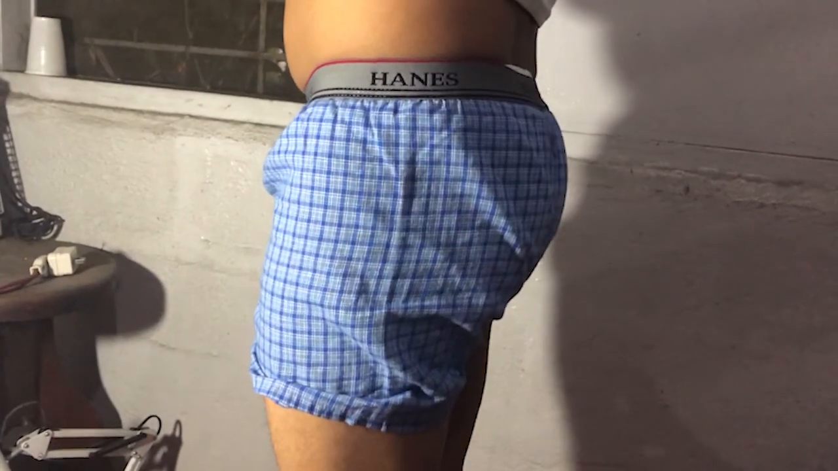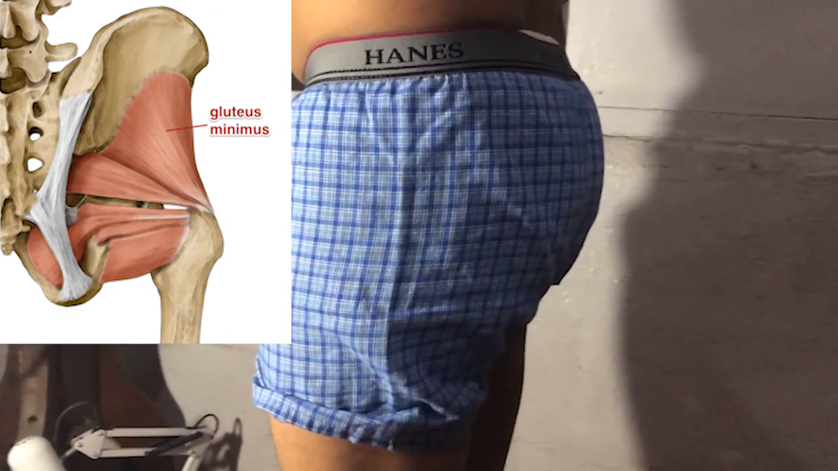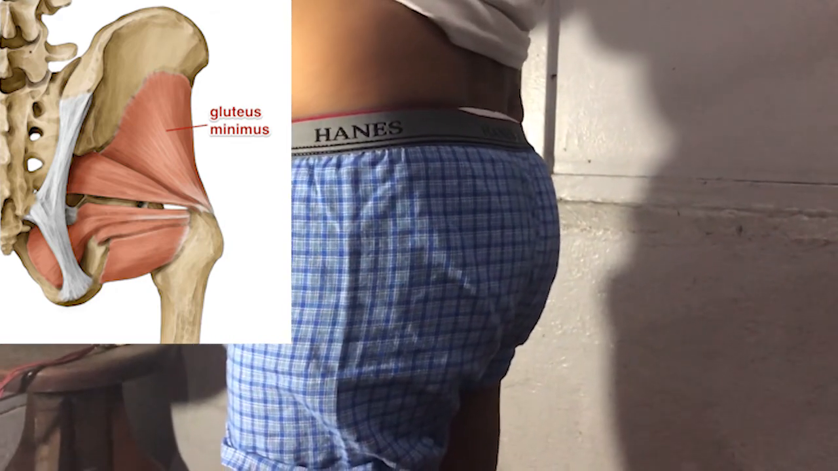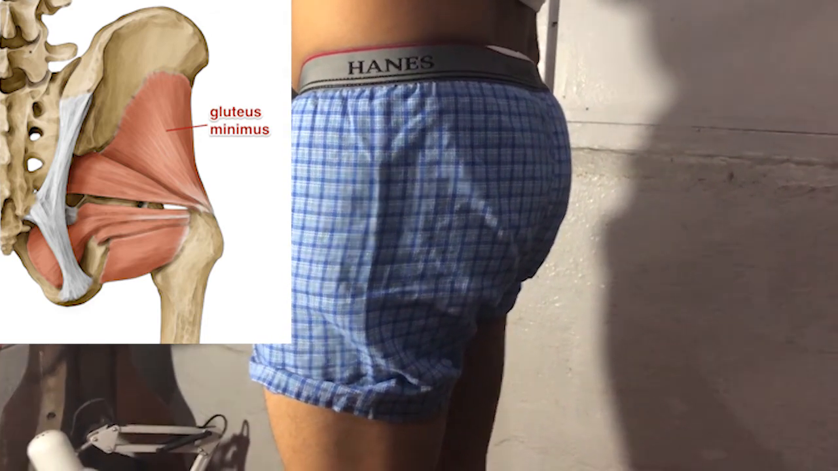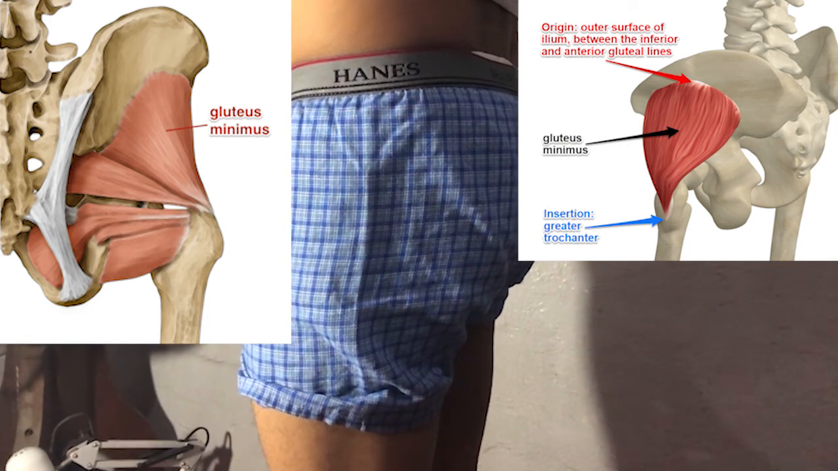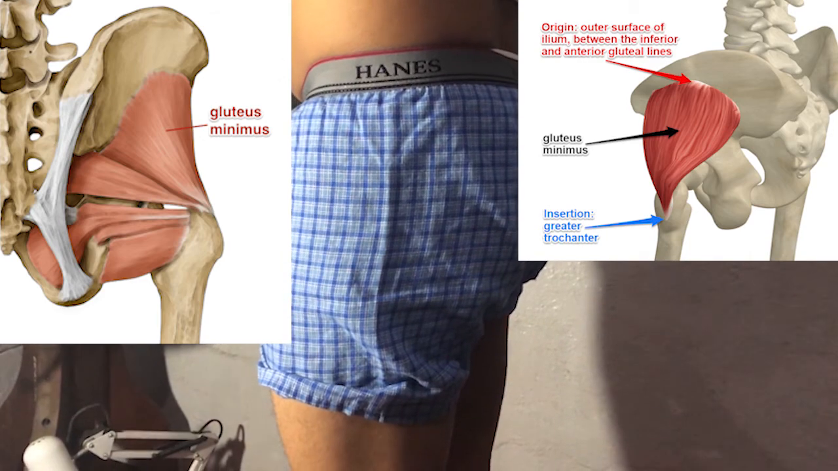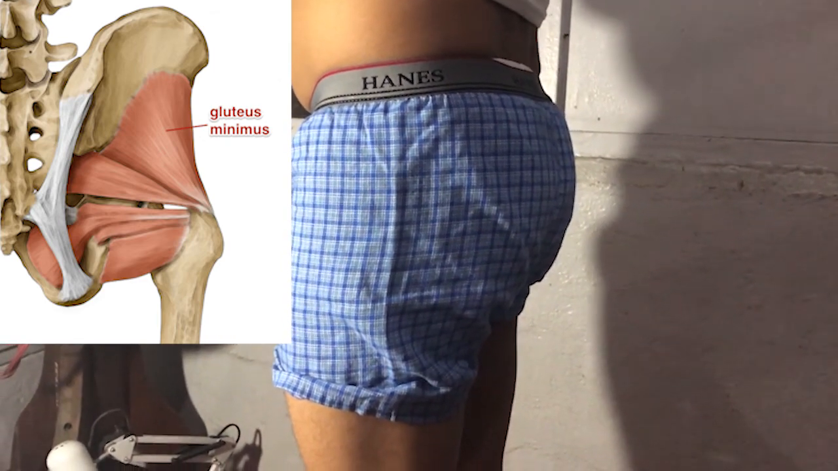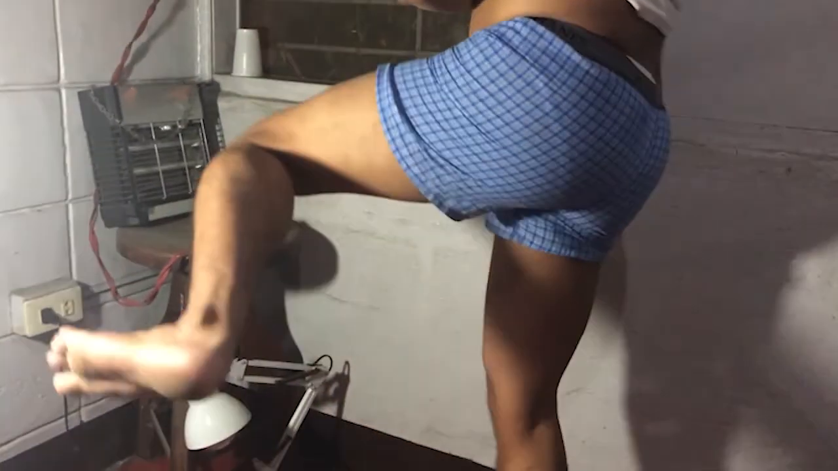So the last muscle of the gluteal group is the gluteus minimus. It is the deepest and smallest of the superficial gluteal muscles. It is similar in shape and function to the gluteus medius. It originates from the ilium and converges to form a tendon, inserting to the anterior side of the greater trochanter. The function of the gluteus minimus is it abducts and medially rotates the lower limb.